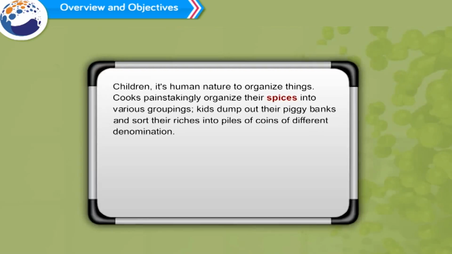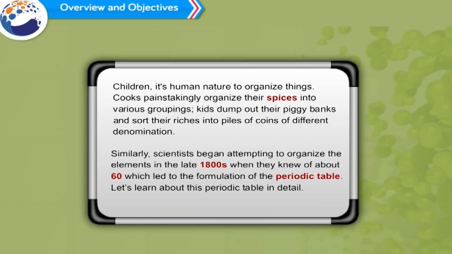Children, it is human nature to organize things. Cooks painstakingly organize their spices into various groupings. Kids dump out their piggy banks and sort their riches into piles of coins of different denominations. Similarly, scientists began attempting to organize the elements in the late 1800s when they knew of about 60, which led to the formulation of the periodic table. Let's learn about this periodic table in detail.